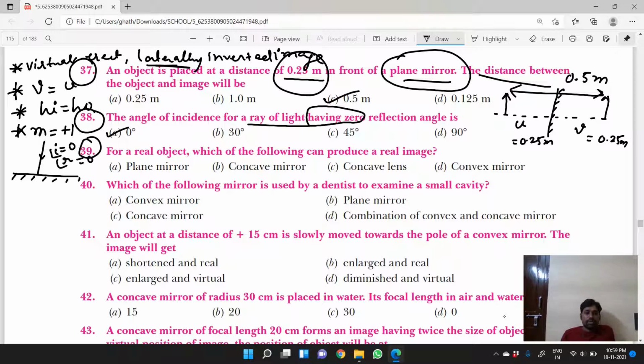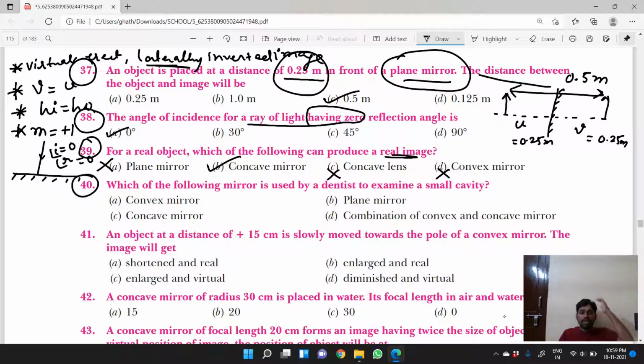39th. For a real object, which of the following mirrors can produce a real image? Plane mirror always forms a virtual image. Convex mirror always forms a virtual image, it does not produce a real one. Concave lens also always forms a virtual image. So the answer is B, concave mirror.